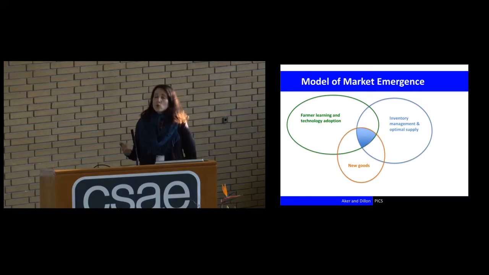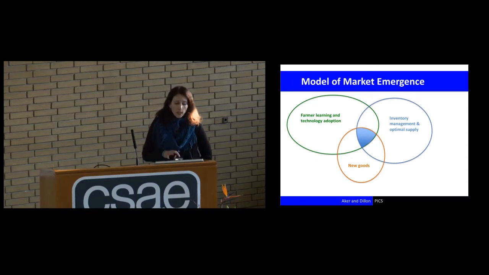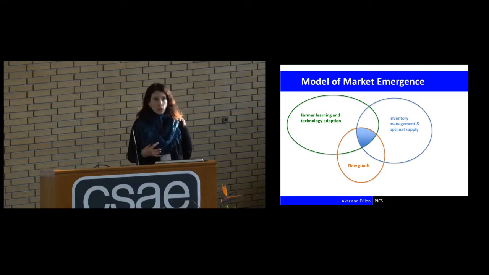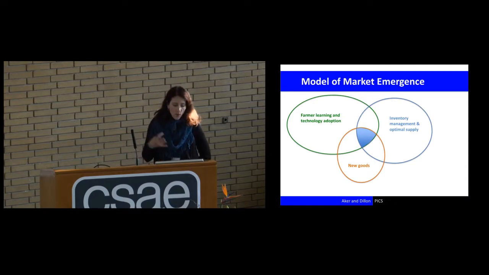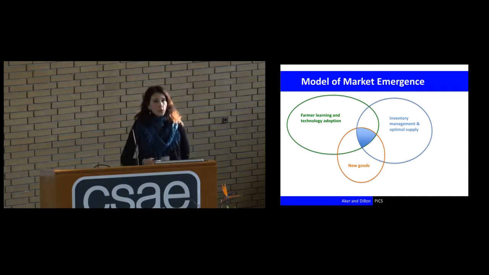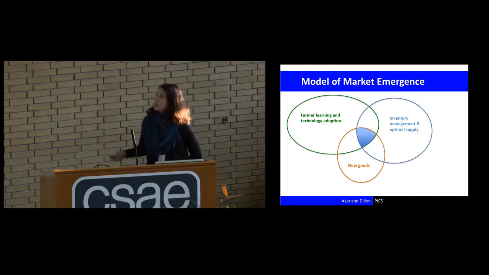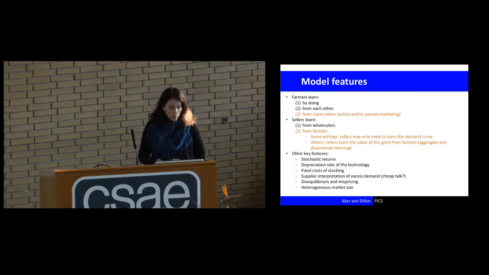In terms of what we're going to do in the future, we're trying to use what we've observed in this existing data to come up with a model of market emergence, where we know that a new good such as this PICS bag is introduced. Farmers are learning about the bag in terms of their initial technology adoption, and they continue using it, but that requires a sustained supply on local markets in order for that to persist and for the market for these new goods to actually emerge. Farmers are going to learn by doing and from each other, from other input sellers, as well as from wholesalers. Sellers are going to be learning from other traders and from farmers as well.